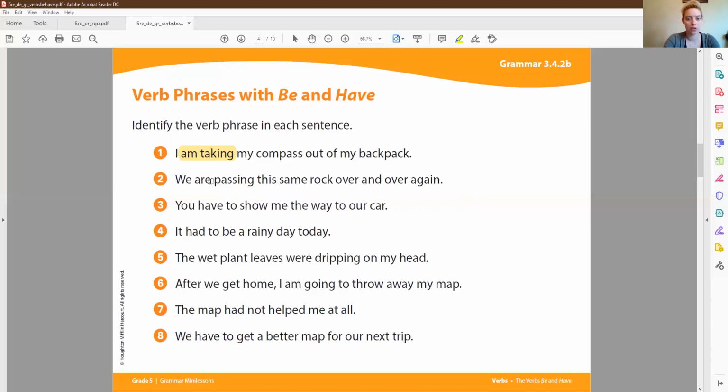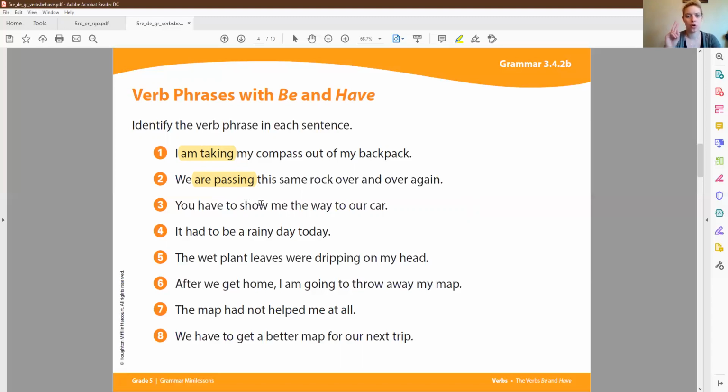All right, let's look at number two. We are passing the same rock over and over again. Again, I need to look and find my verb. What's my action? What's happening in that sentence? Well, my action is going to be that word passing, okay? But this is going to be a verb phrase because we would not say we passing the same rock. We are passing. So your verb phrase is going to be are passing.